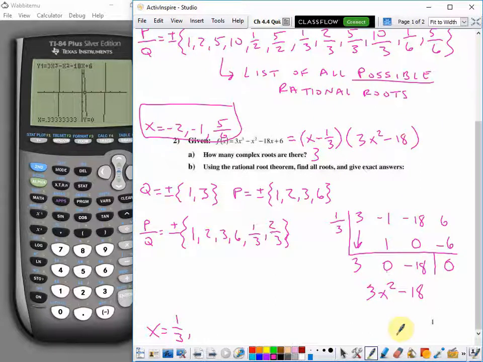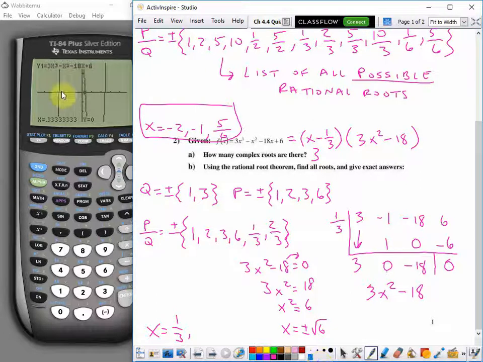And when I set that equal to 0, I can find the rest of my solutions. 3x squared minus 18 equals 0. We move that negative 18 over. 3x squared equals 18. I'll divide by 3. x squared equals 6. And then take the square root. x equals plus or minus the square root of 6. Okay?